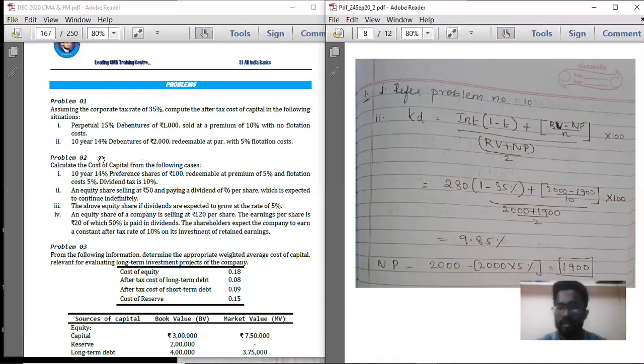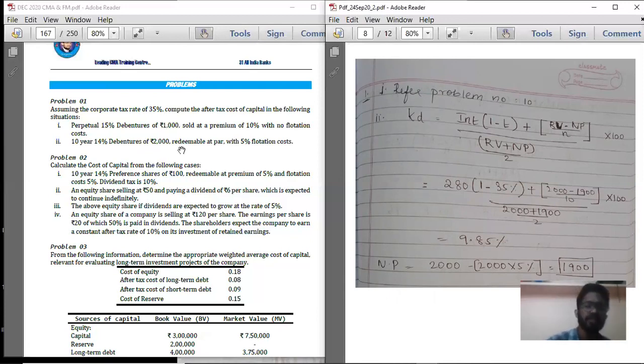So record is equal to 280 into open a bracket 1 minus 0.35, close the bracket, because the tax rate they have given is 35%. So 1 minus 0.35, close the bracket, plus again open the bracket.